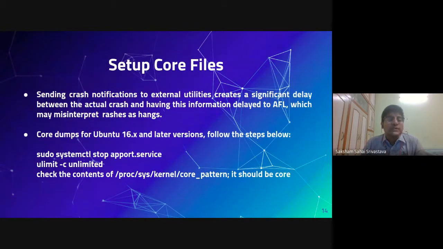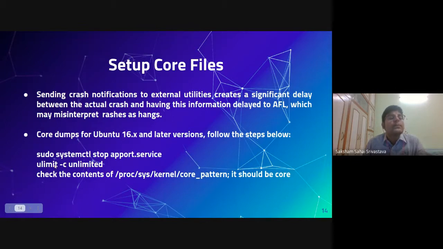Then there are two more steps to make your AFL work. The first one is to set up the core files. Sending crash notifications to external utilities creates a significant delay between the actual crash and this information reaching AFL, which may misinterpret crashes as hangs. To prevent this delay, these steps need to be followed. You have to paste this command, sudo systemctl stop apport.service, and hit enter. It will ask for a password and then you will hit enter.